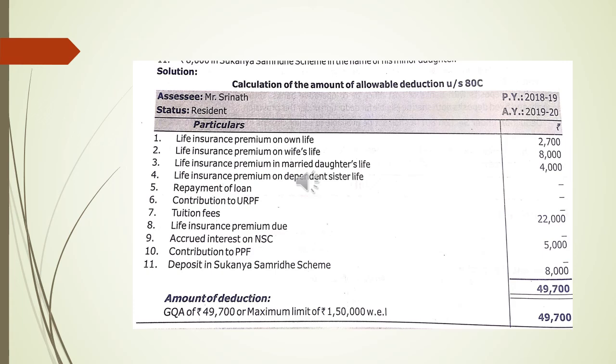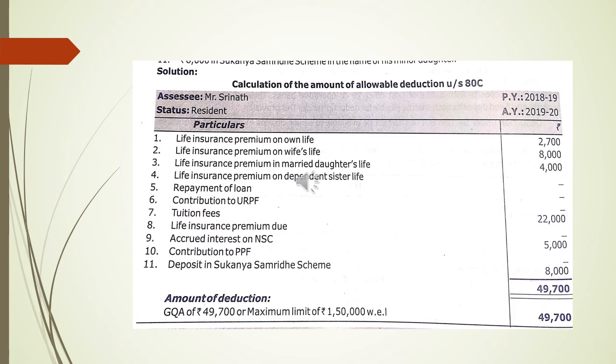Contribution to URPF is exempted from tax. Tuition fees of 2 children can be claimed. Here the tuition fees of daughter is given 22,000, so entire amount is exempted. Means you can claim deduction.